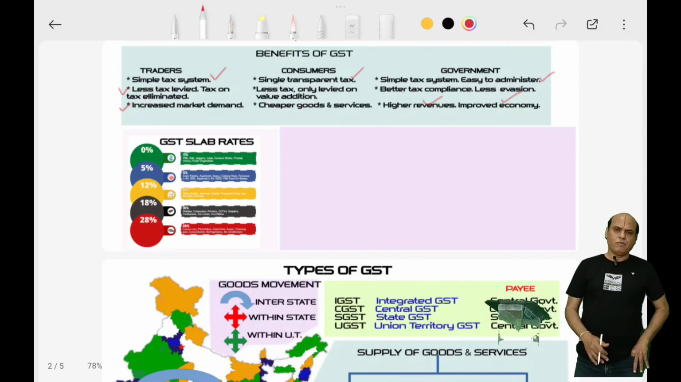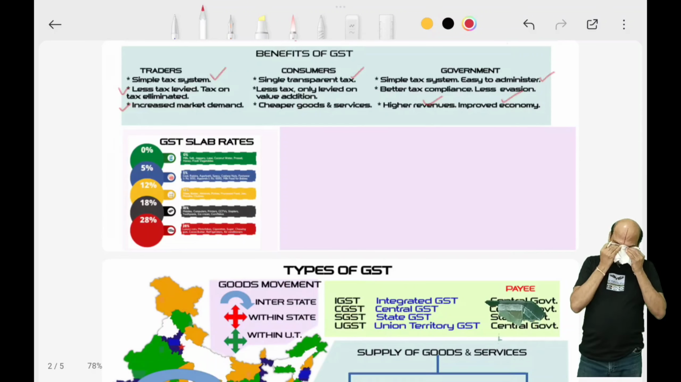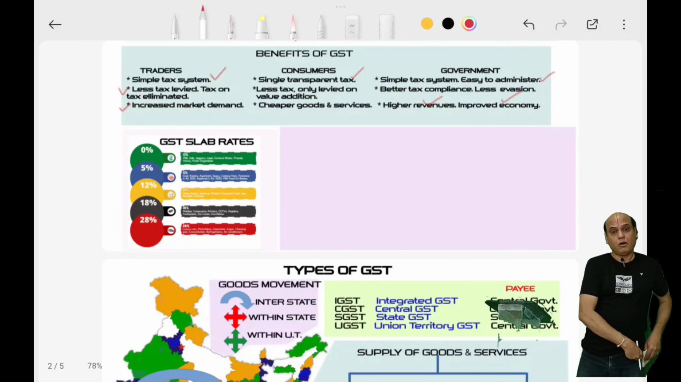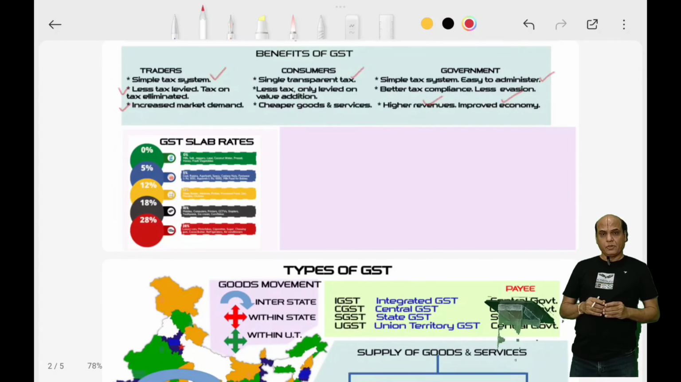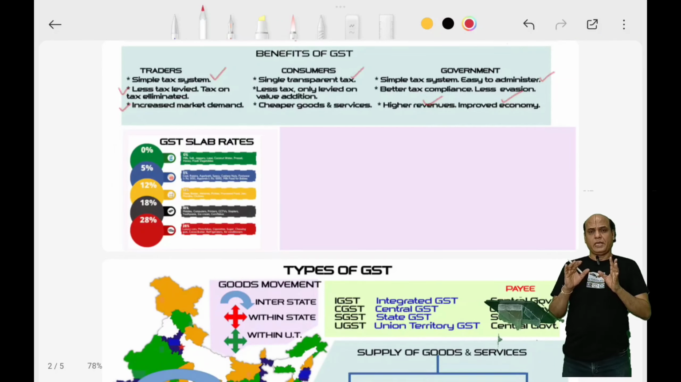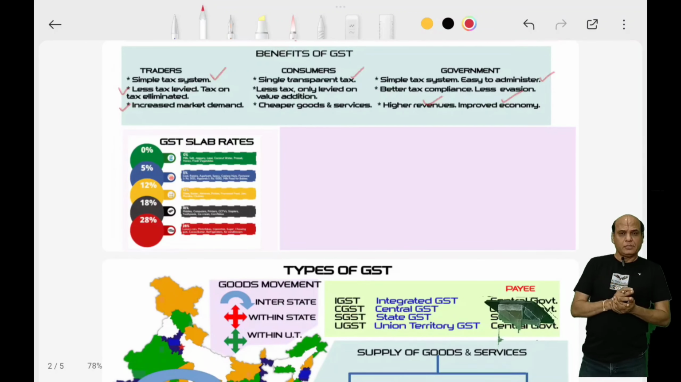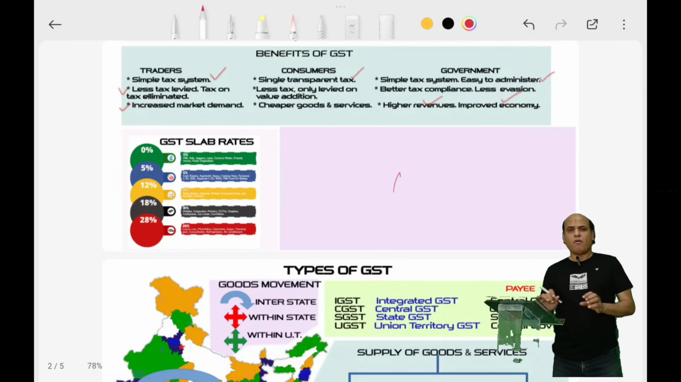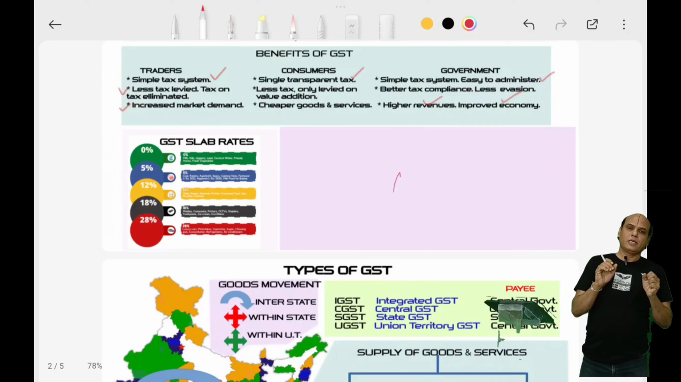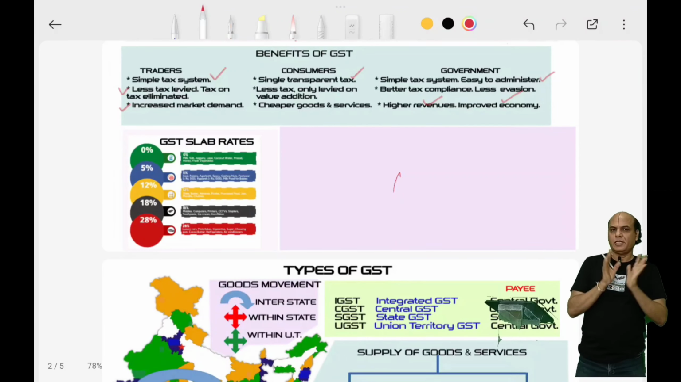Now we understand what is GST. We understand how it is good for all the market players, how it simplifies the tax system, how it improves tax compliance, how it reduces tax evasion. All these are clear. Now, what tax needs to be collected on what goods, what sort of goods? This the government will decide.